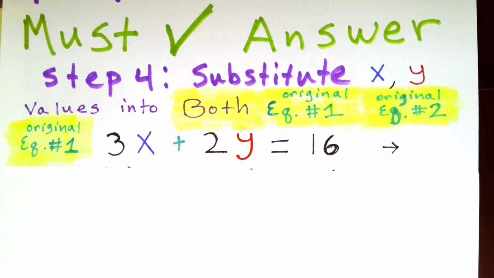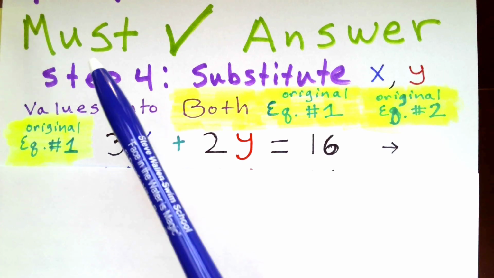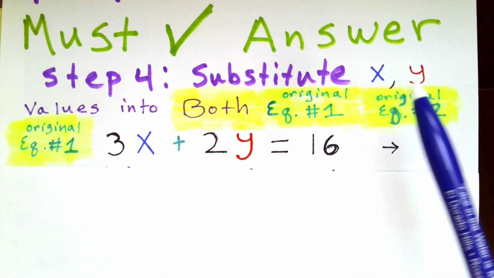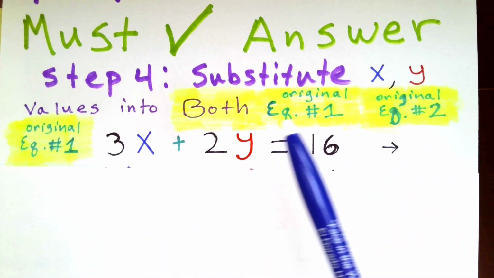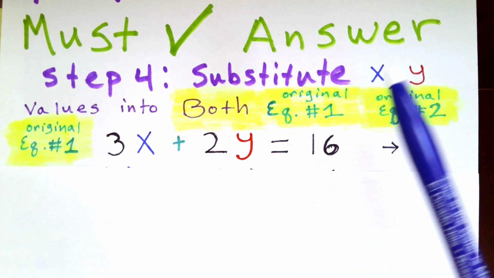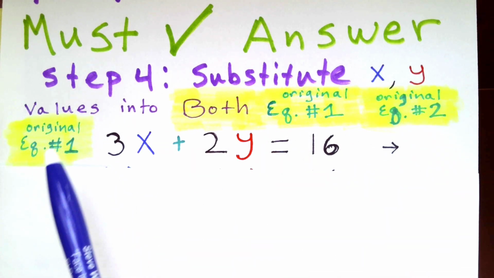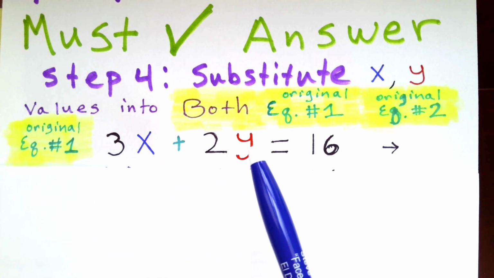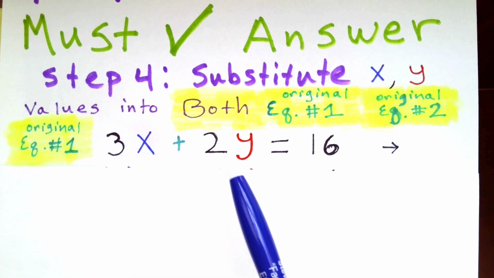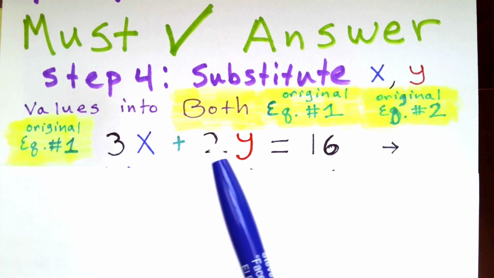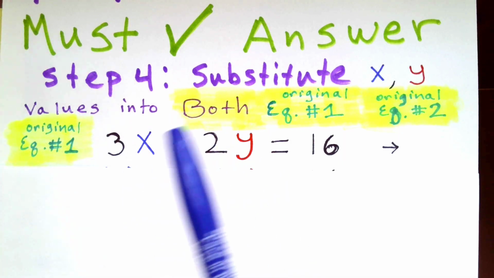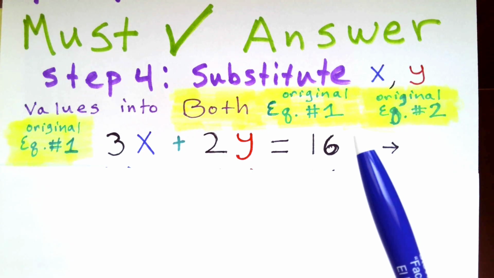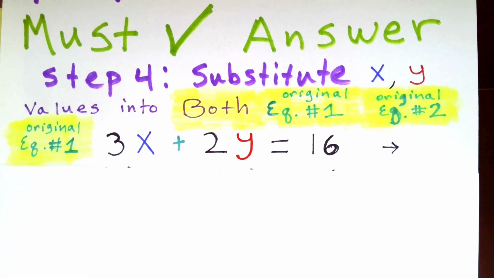As you may be well aware of by now, you must check your answers with systems of equations. Step 4: substitute your x and y values into both original equation number 1 and original equation number 2. So here's original equation number 1. I'm going to substitute the value for x, multiply times its coefficient, 3. I'm going to substitute the value of y, multiply times its coefficient, 2. I'm going to add those together. One side equals the other side of the equal sign. I know that's a solution, but you got to do it to both equations.